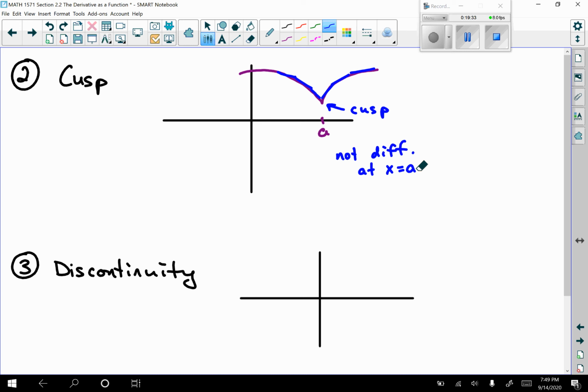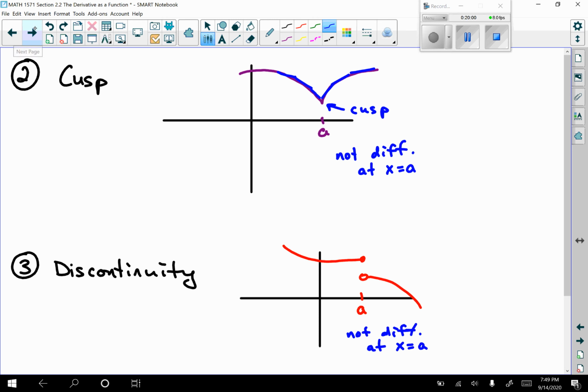And yes, there are some graphs that turn out to look like that. All right, a discontinuity. Let's say our graph is discontinuous at a, so maybe we have something that comes like this and then goes like this. Again, because we'd have to jump there to go from one part of the graph to the other, we would say not differentiable at x equals a, so for a discontinuity.